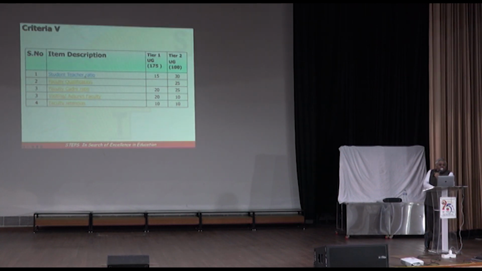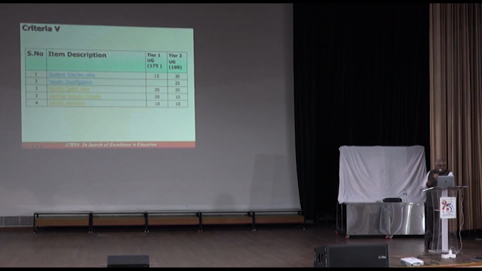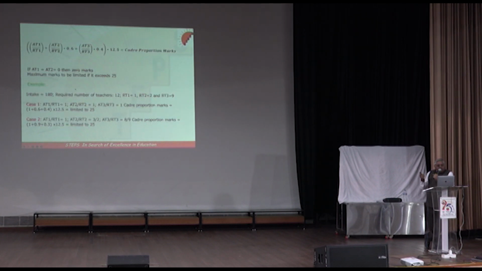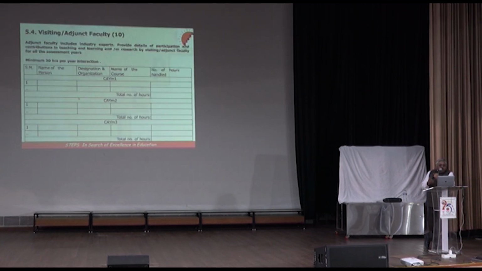Then faculty qualification. Again there is a formula 10x plus 4y. Here they have taken 1:20. I think last time also they took 1:20 only, so that is not an issue. Then faculty cadre ratio, it's the same. The calculation remains the same as it was earlier. Not much changes. Visiting faculty, again same thing.